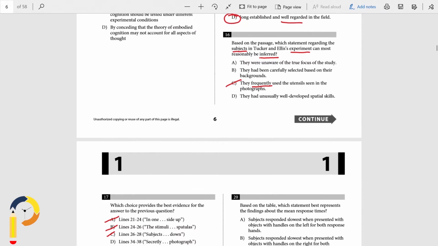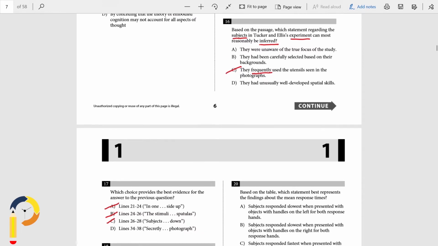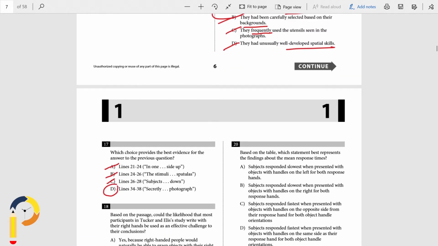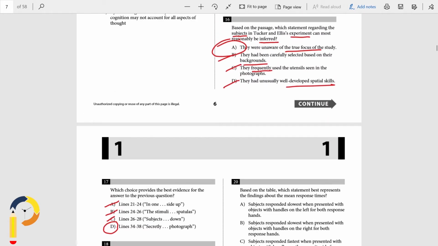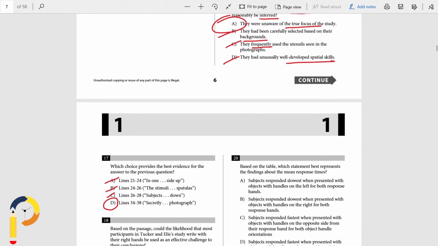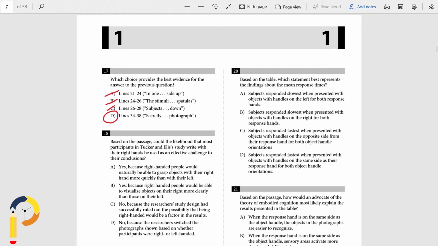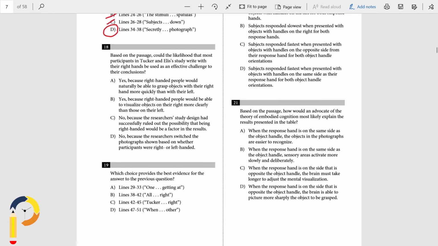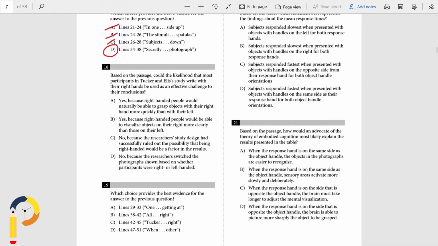If that were the case, unusually developed, nothing about that, carefully selected base, nothing about background either, unaware of the true focus, yes, because it was a secret mission. Therefore, my answers are A and D. Okay, and then we're going to move on to our next pair, which is 18 and 19.